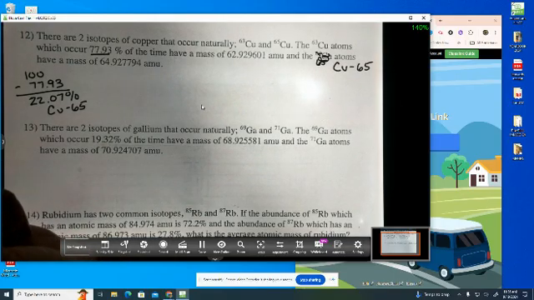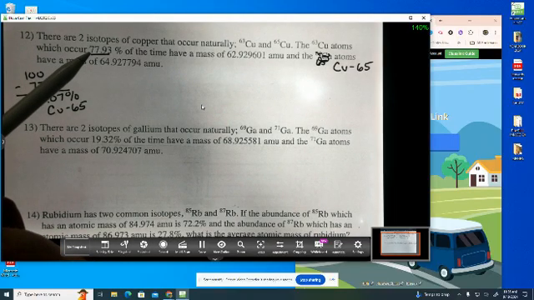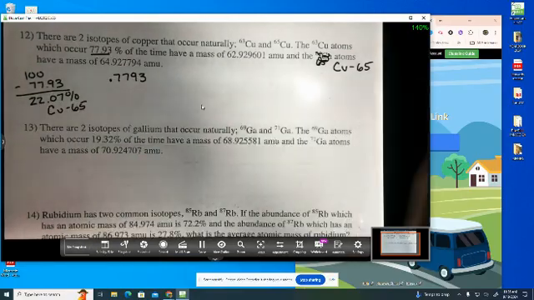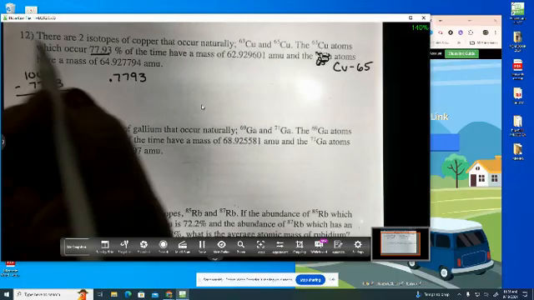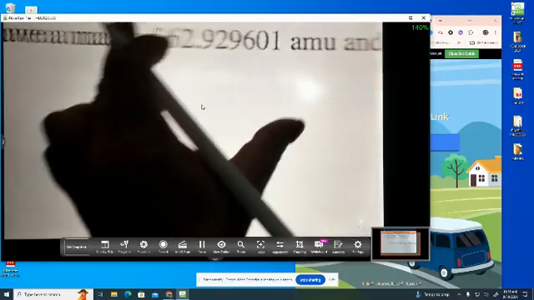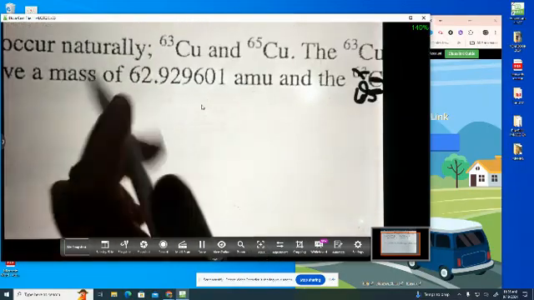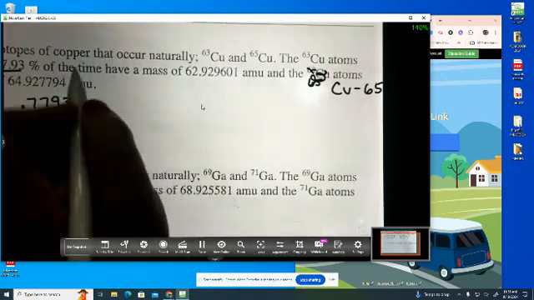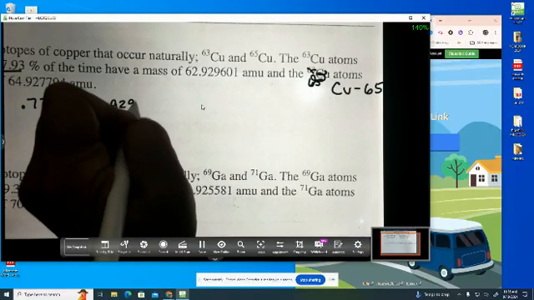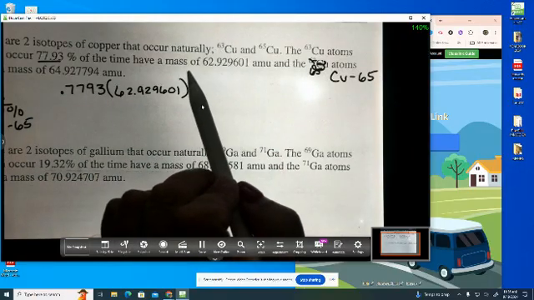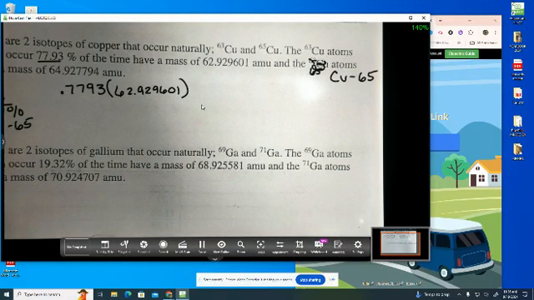Yep, so what number do you want to put down first? Okay, let's move the decimal. 77.93 becomes 0.7793. And what are we multiplying that by? 62. They tell us that it has a mass of 62.929601. Okay, use the mass, not the mass number. Use the actual mass. If they give you a mass, you use that mass. Don't use the mass number.